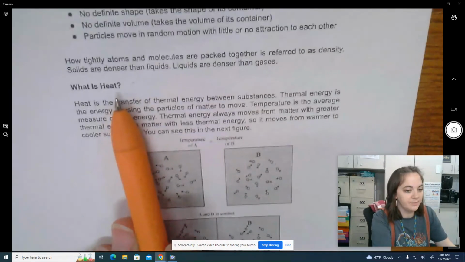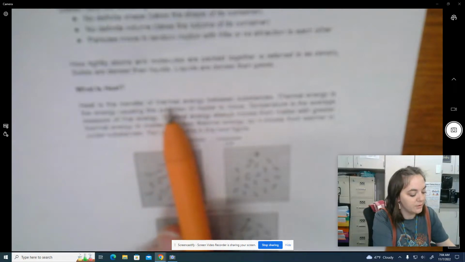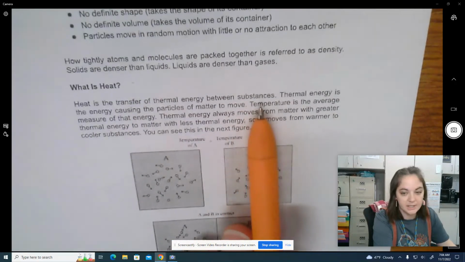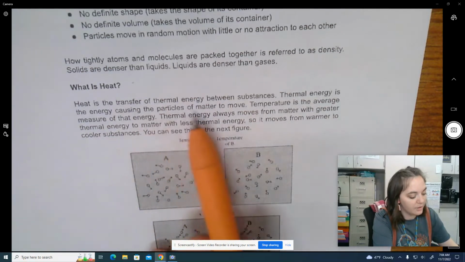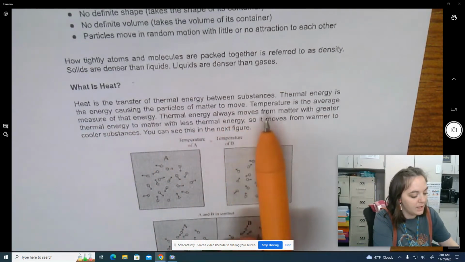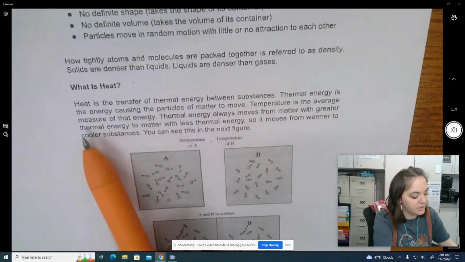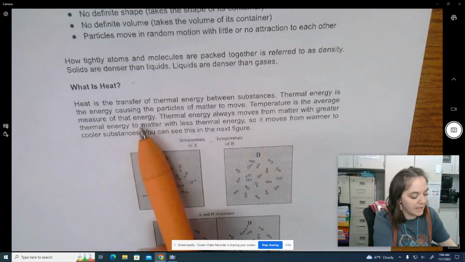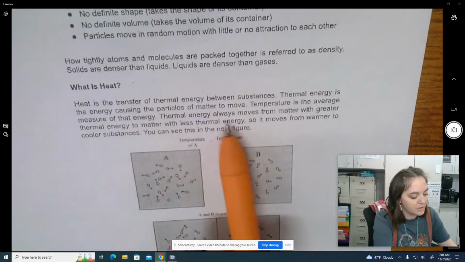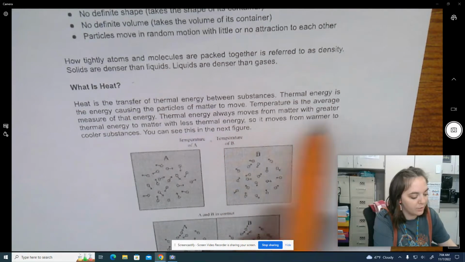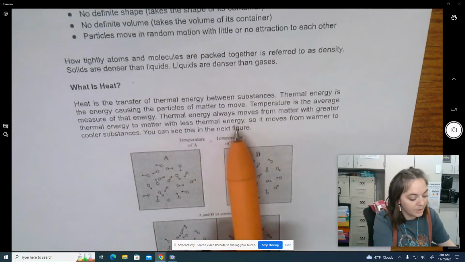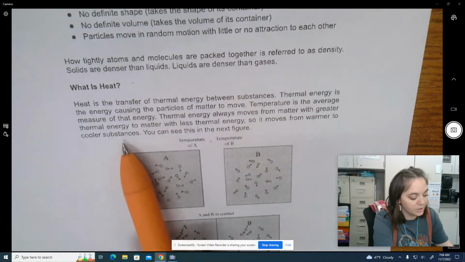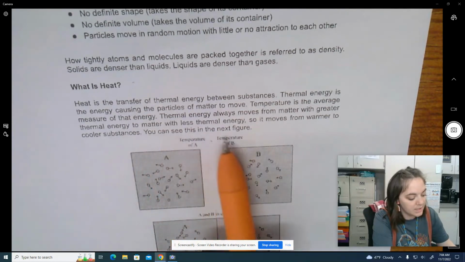What is heat? Heat is the transfer of thermal energy between substances. Thermal energy is the energy causing the particles of matter to move. Temperature is the average measure of that energy. Thermal energy always moves from matter with greater thermal energy to matter with less thermal energy. So it moves from warmer to cooler substances. You can see this in the next figure.